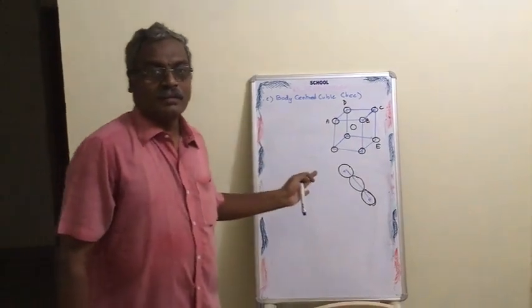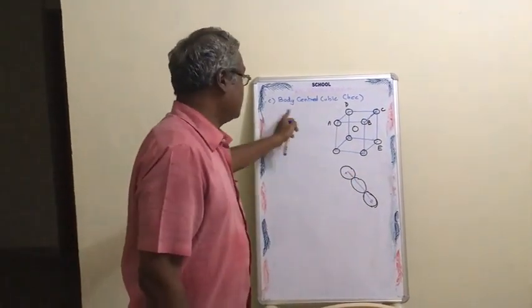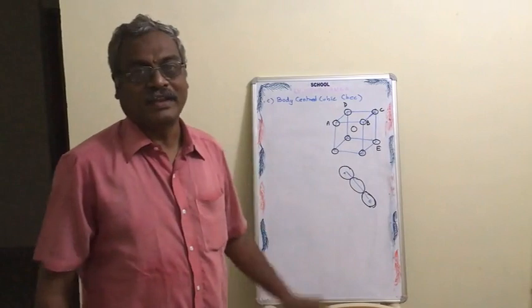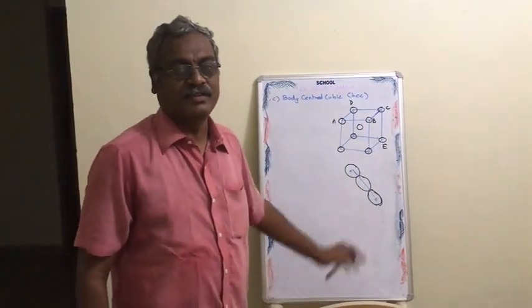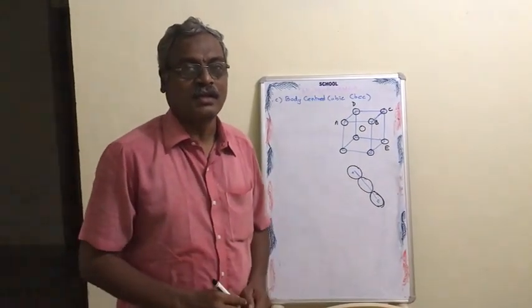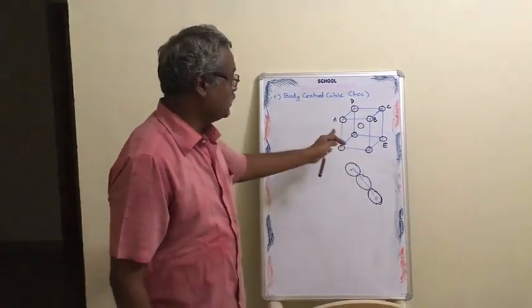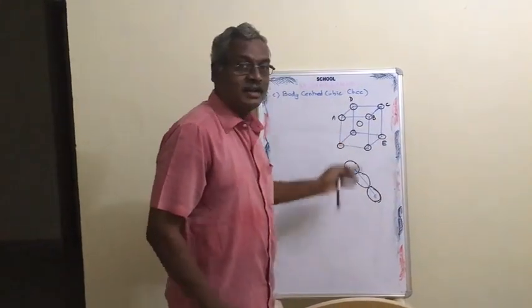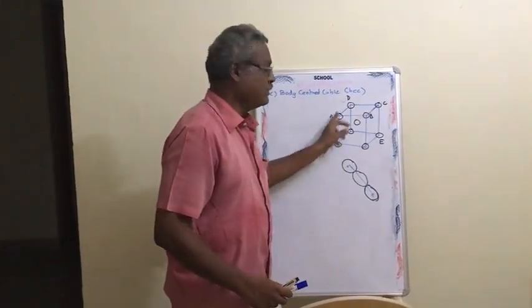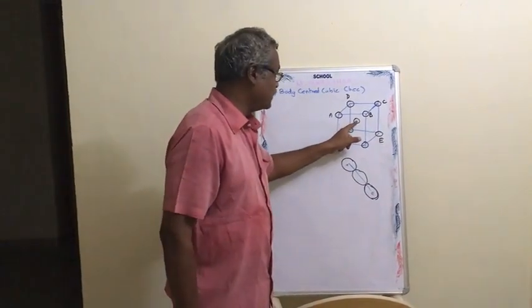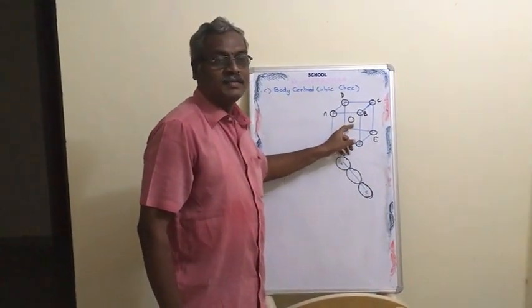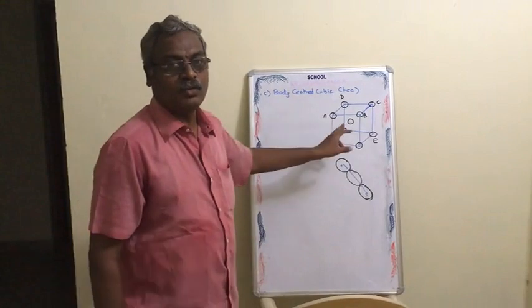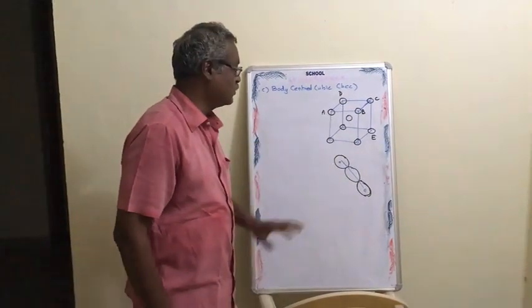Now we come across the third type, that is body centered cubic. We are going to derive the equation for packing efficiency for body centered cubic. So what is body centered cubic? You know that this is the unit cell. All the corners are occupied by a sphere. In the body center, at the center of the cube, there is another atom. That is known as body centered cubic.